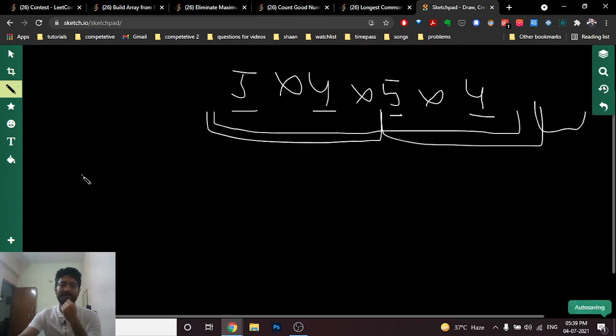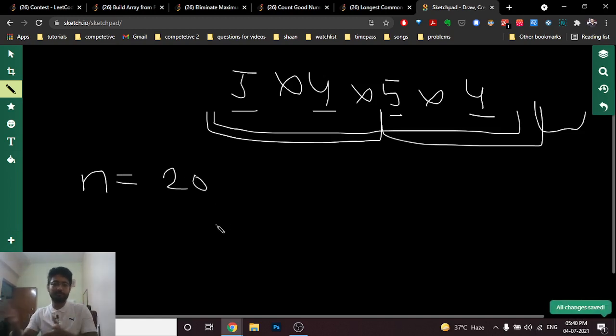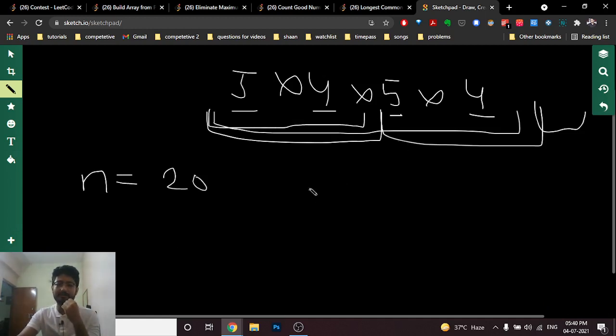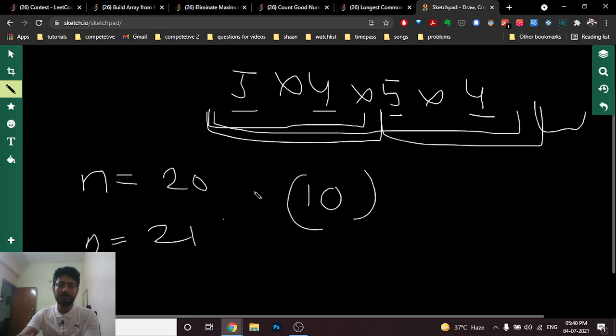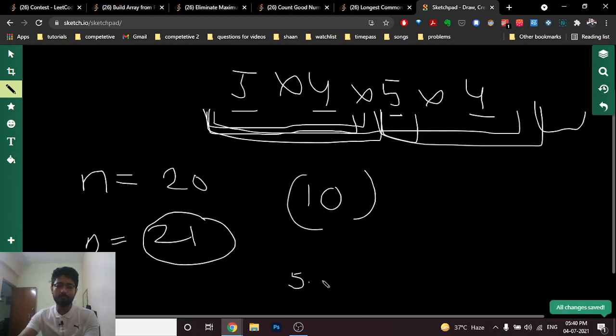So let's assume my n is 20. Then this pair 5 into 4 will occur 10 times. I hope you get the point. But if my n is equal to 21, then first there are the pairs of 5 into 4, and then a 5 occurs at the last even position. So if n is odd, we find out how many times the pair 5 into 4 comes. It will come 10 times, so power to the 10, and you will also multiply 5 into it.